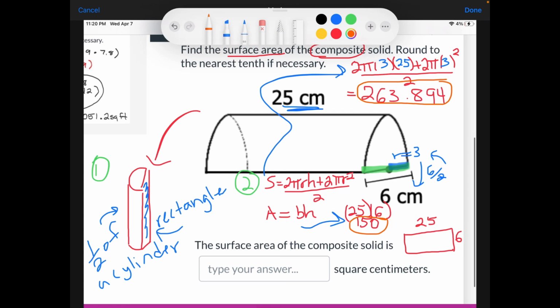All right, so to get our final answer, we just need to add those two numbers together. And so if we add those together, we're going to get 413.9. And remember, we want to round to the nearest tenth. Okay, hope that helps.